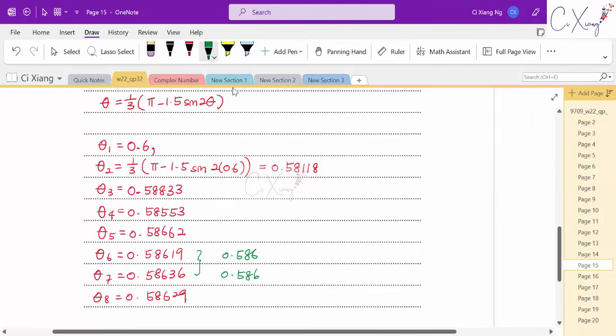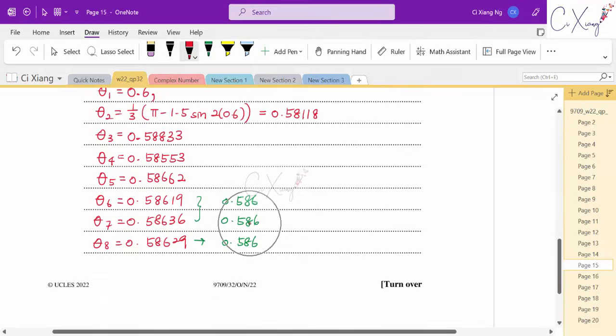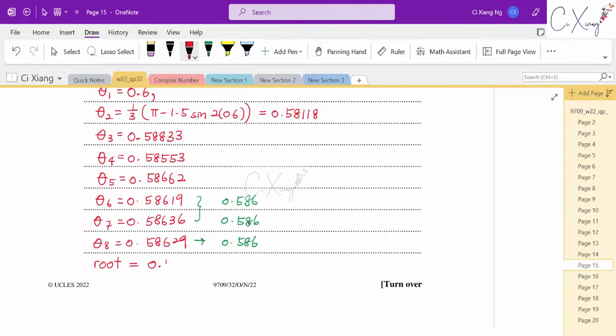Okay, so again, I think it is quite obvious already, because if I round it off to 3 decimal places, then I will have 0.586 as well, which means that this is actually my answer for the root. So I can write the root is equal to 0.586. Okay, so this is how we find the roots by using the iteration formula.